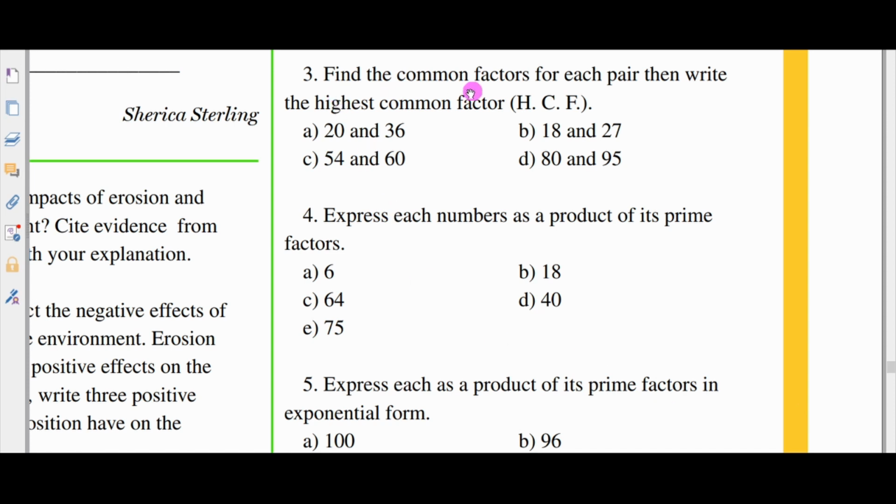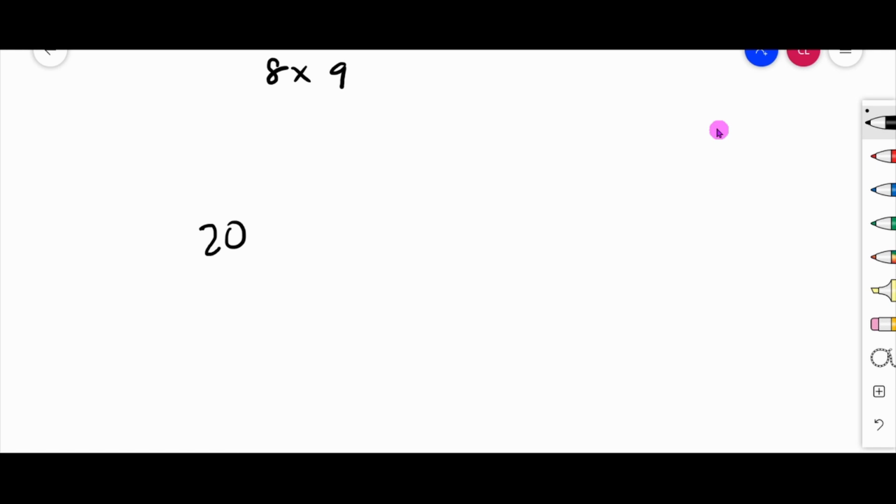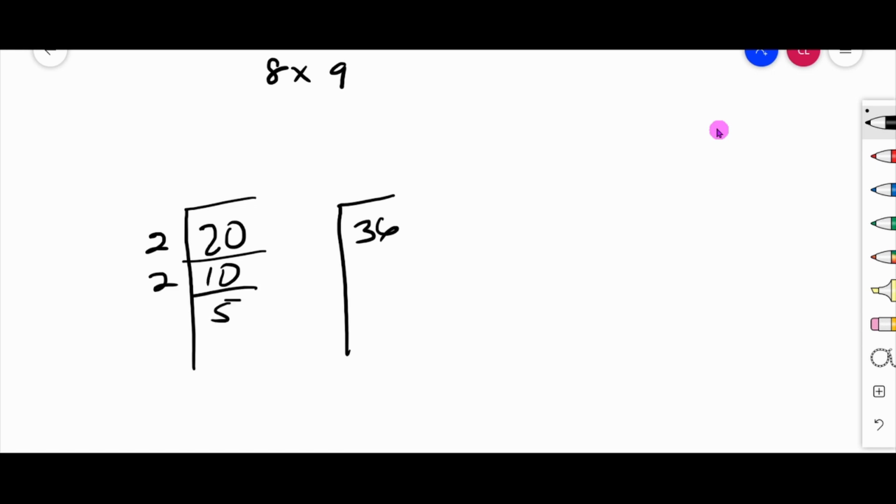Now for number 3. Number 3 says find the common factors for each pair, then write the highest common factor, or HCF. So now we're being asked to find the highest common factor of 20 and 36. Let's get these 20 and 36, and we can factorize them. Starting with the smallest prime, 2 into 20 is 10, 2 into 10 is 5, and 5 into 5 is 1.